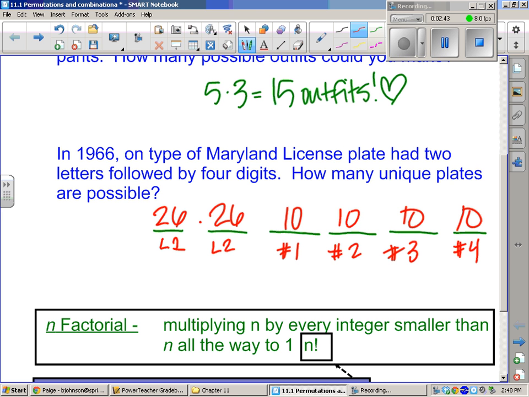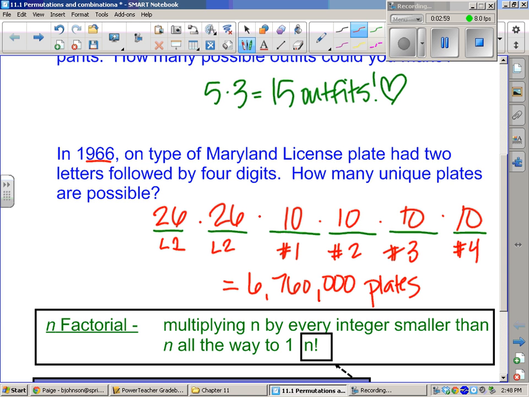Okay, so then the counting principle says you got all these different things, you just multiply them together. And with a handy dandy calculator, it's 6,760,000. That's a lot of different license plates for Maryland.